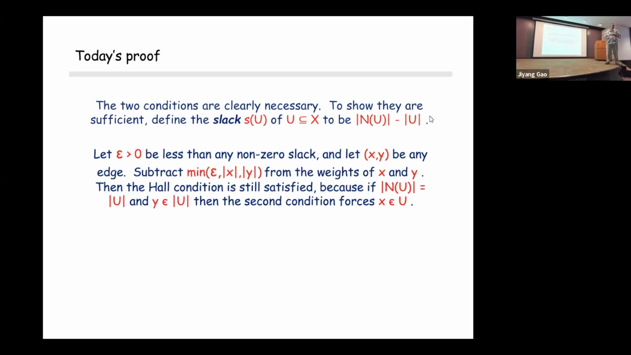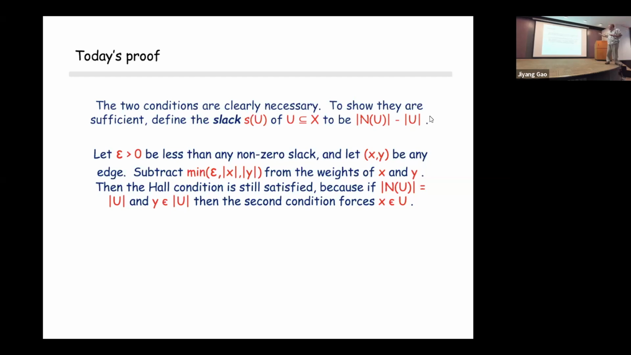And so what do we do if we have a finite set? We can just look at the smallest slack, and that's not zero. And we pick any edge x, y, and we knock a little bit off of its weight at both ends. Now the idea is simple. We claim that the whole condition is still satisfied because any non-zero slack has just been reduced and is still non-zero.